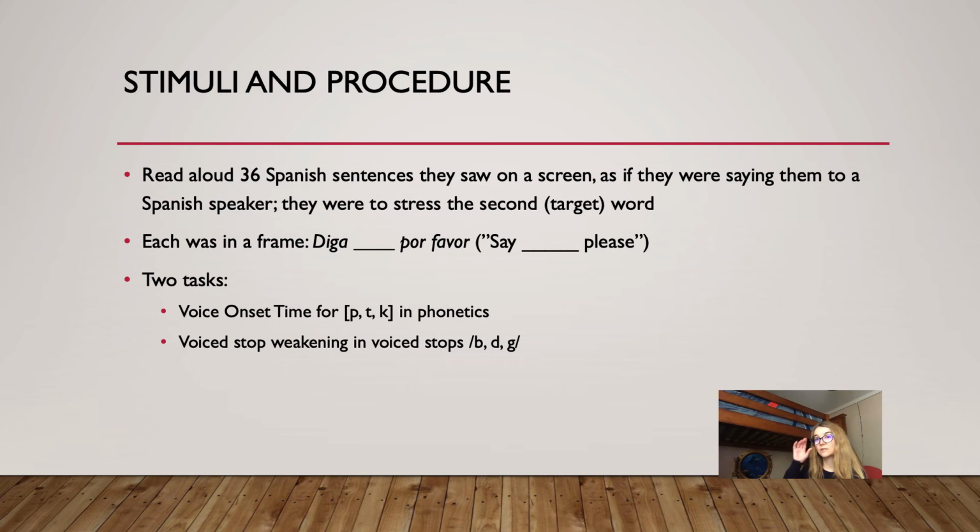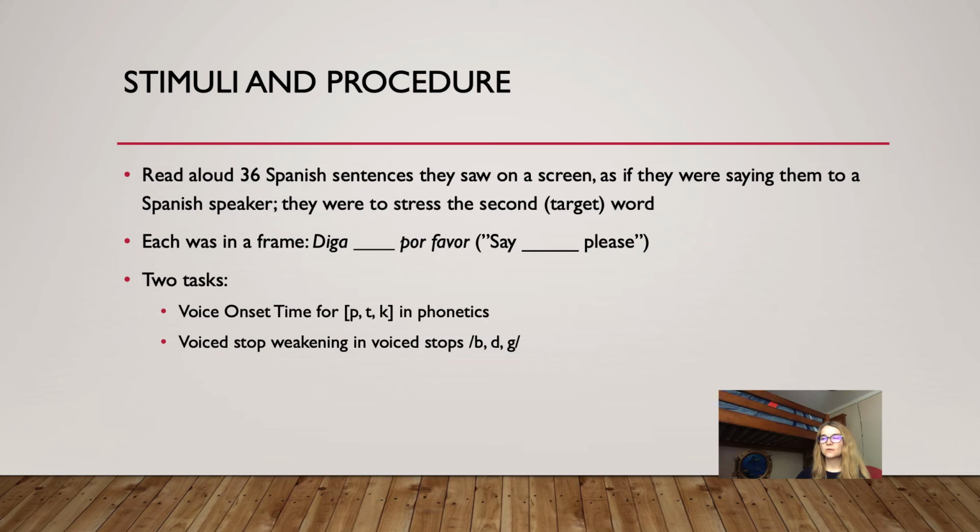Okay. How did they conduct this study? They read aloud 36 Spanish sentences that they saw on a screen. Again, they're looking to see if overhearing the language translates into better pronunciation. They read the sentences as if they were saying them to a Spanish speaker, and they were to stress the second word, which was the target word. Each word was in the frame "diga some word, por favor," like "say blank, please."